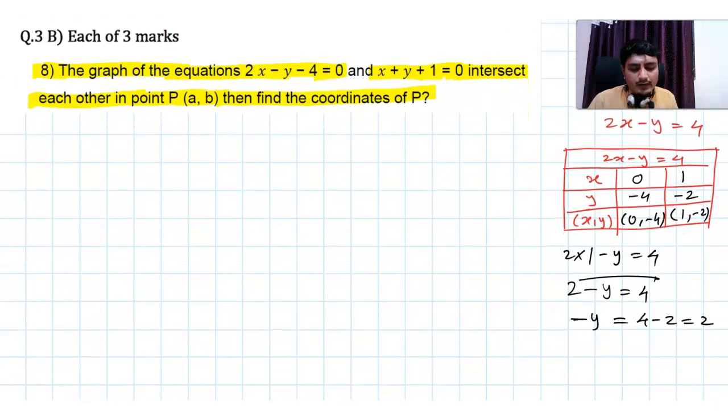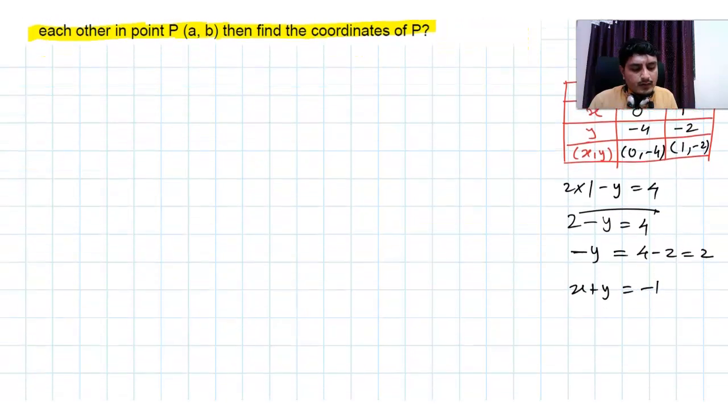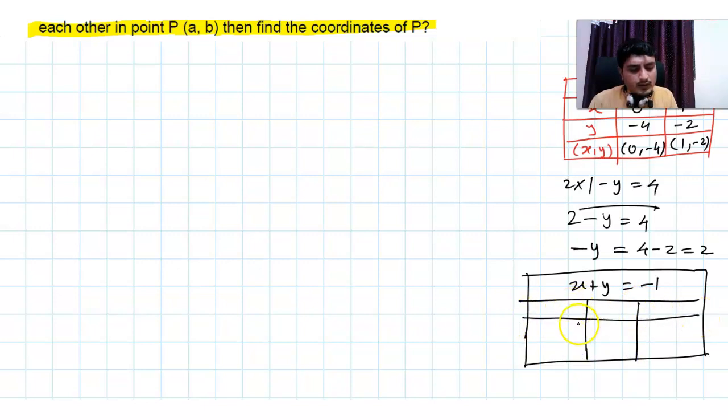Let us take the next equation of the form x plus y equals, once we shift the 1 from LHS to RHS, minus 1. So we have the next table for the next equation, x plus y equals minus 1. Let us construct a table of the form: first row the values of x, second row values of y, and the last row the coordinates x comma y.